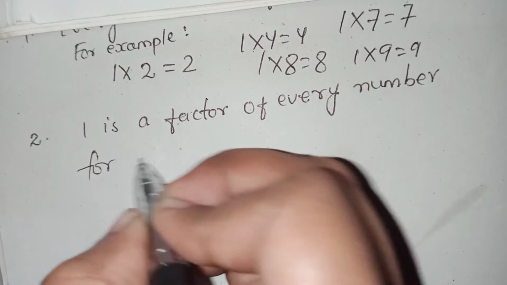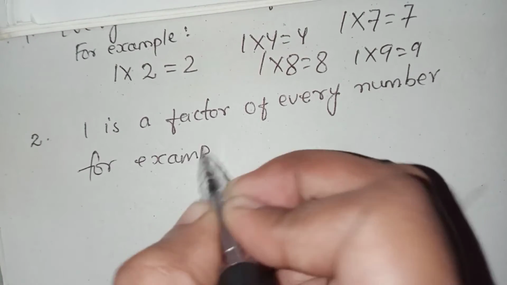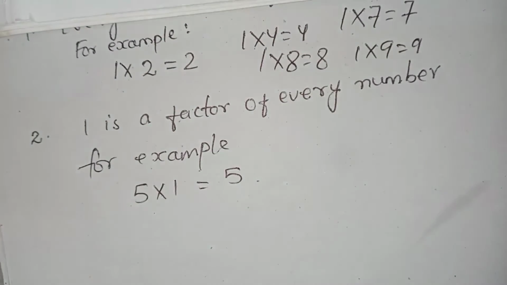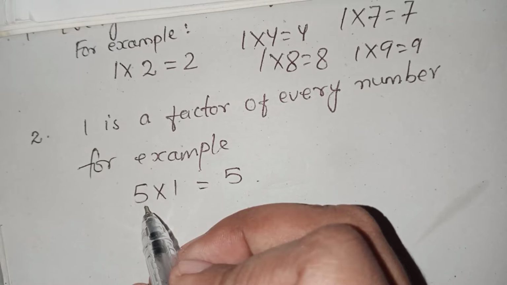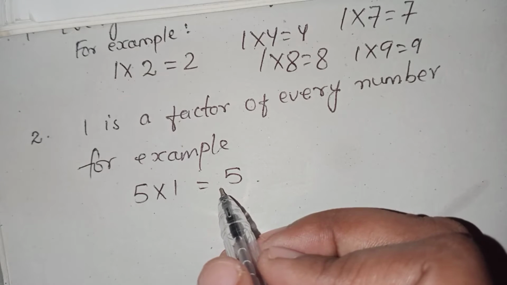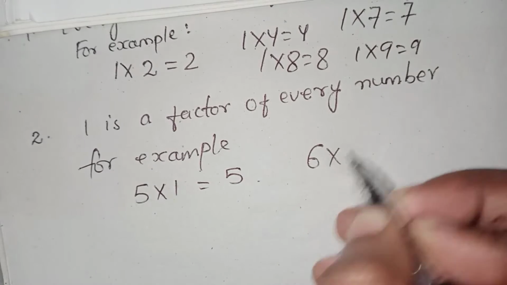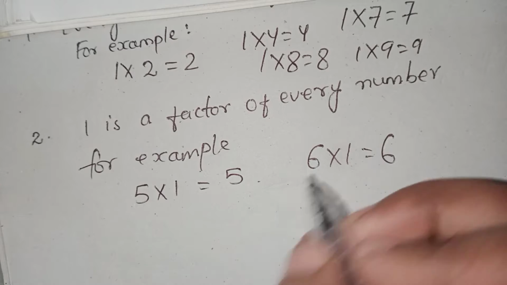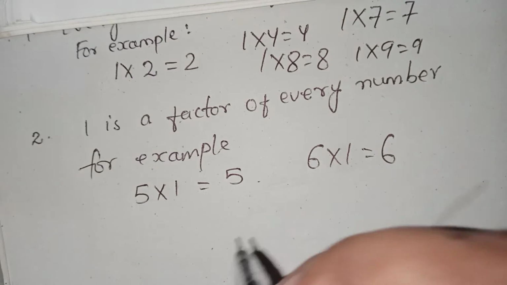Like for example, if I multiply 5 one is 5, I got the product 5. So here what are the numbers I have taken? 5 into 1. So you can see that 1 is the factor of 5. Other example, 6 one is 6. So 1 is the factor of 6. 6 is also the factor of 6 and 1 is also the factor of 6.